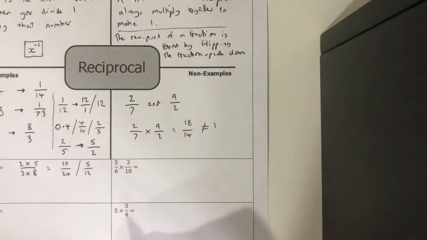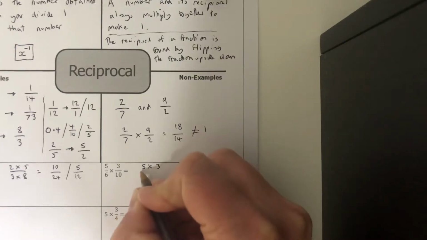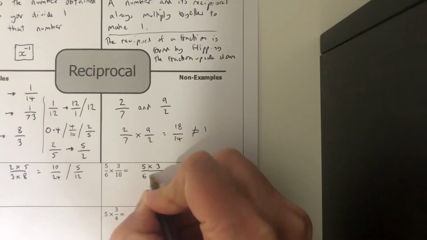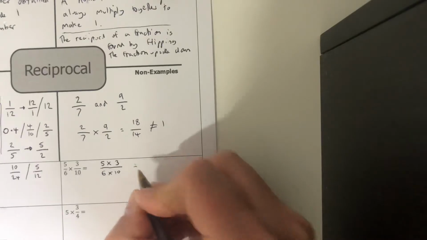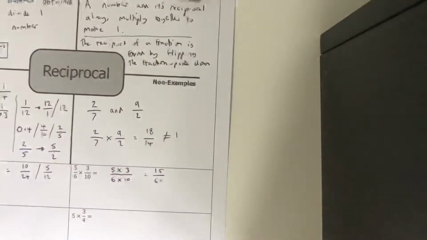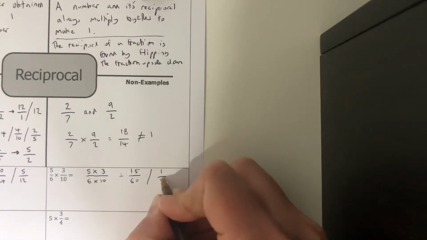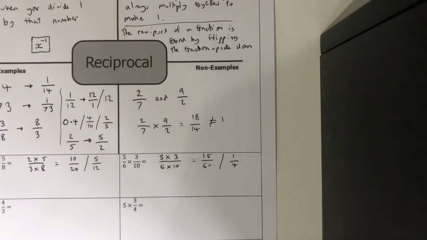This one here, 5/6 times 3/2. Again, we'll just write it out. 5 times 3 on the top, 6 times 2 on the bottom. What does that give us? 15/12. All right, there you go. We can simplify that one, just divide by 3 top and bottom, so that's 5/4. Okay, again, we've got 2 values here, but they weren't reciprocals because they didn't give us 1 when we times them together.